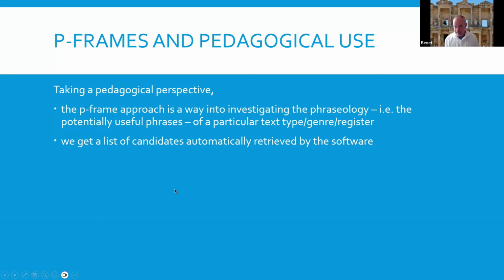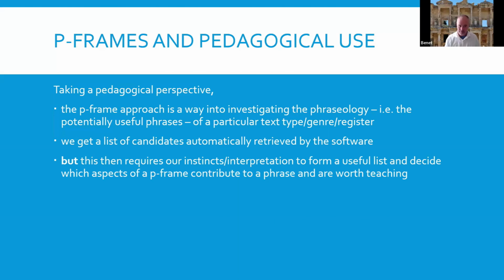So we'll get a list of candidates. We'll see these later. They're suggested by the software. Then we need to analyze them. So we want to use our instincts, our knowledge of the language, to make suggestions about what might be a good final list, and also to take it a bit further. Like when we find something that's useful, what surrounds it, what's its environment, and what might be worth passing on to learners.